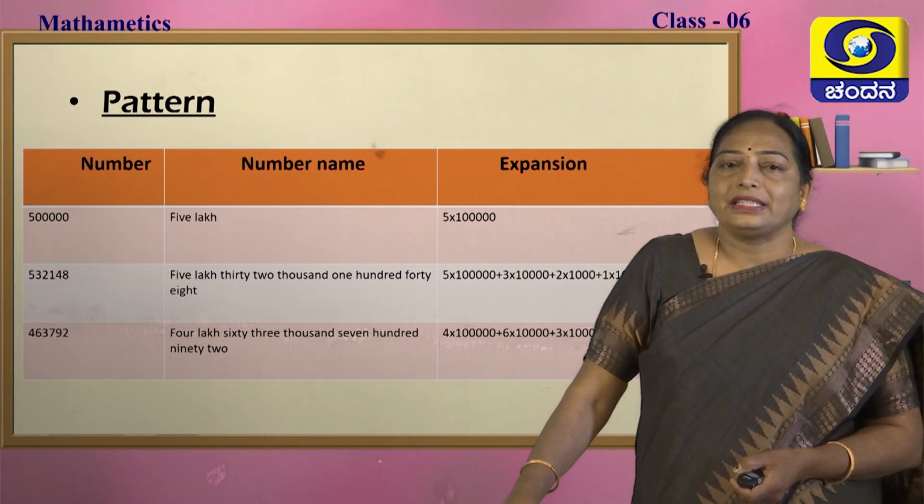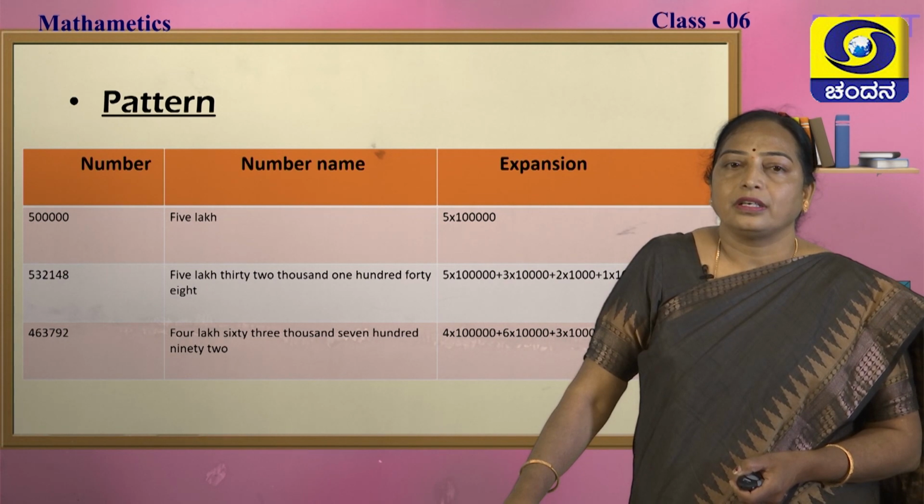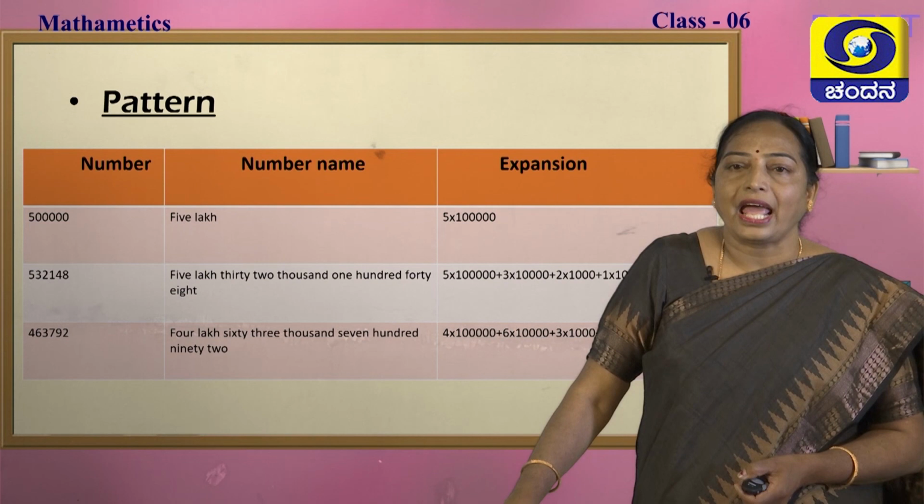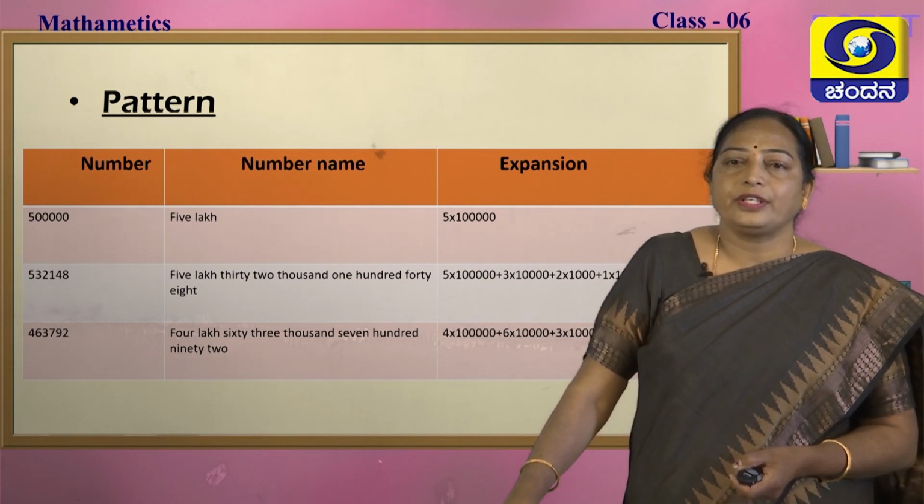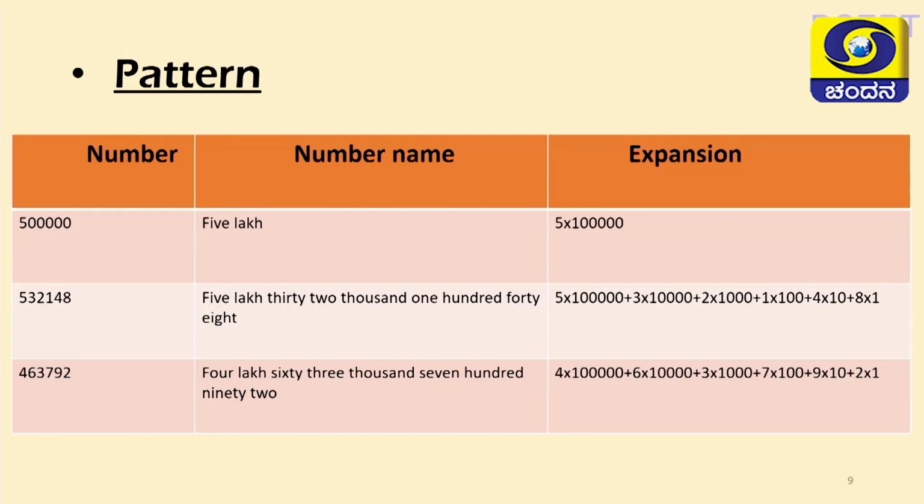One more pattern is here. Observe this. 5 lakh, 5 into 1 lakh. 5 lakh 32,148. Expansion form: 5 into 1 lakh plus 3 into 10,000 plus 2 into 1000 plus 1 into 100 plus 4 into 10 plus 8 into 1.